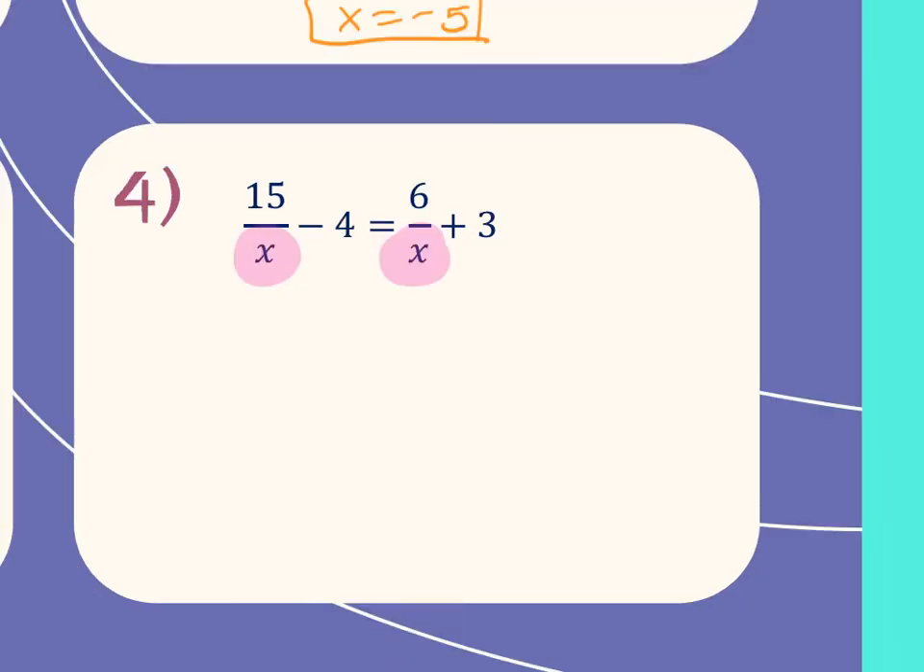Four is the first one that actually has a variable in the denominator. So this is where we have to make sure we go back and check our answers, okay? If you get your homework, make sure you put a little note for yourself: anytime there's a variable in the denominator, you've got to check, okay?